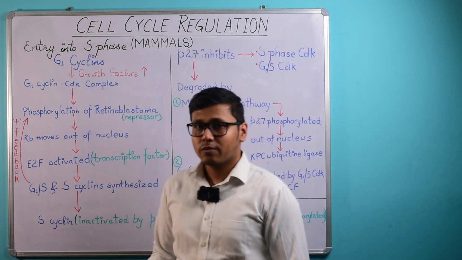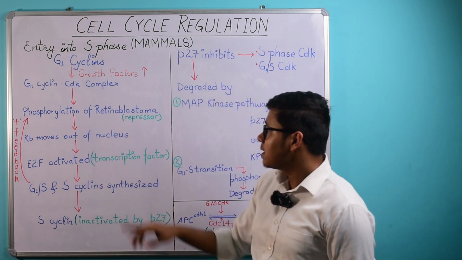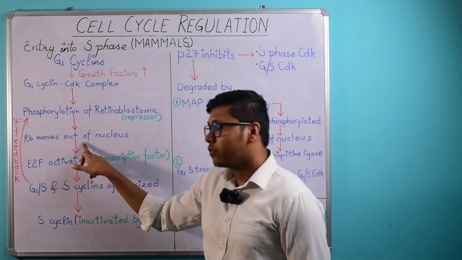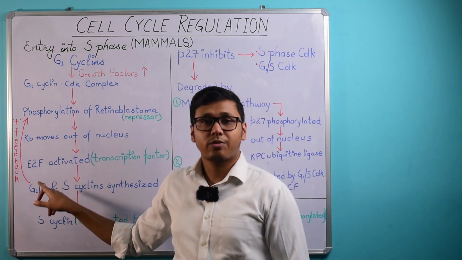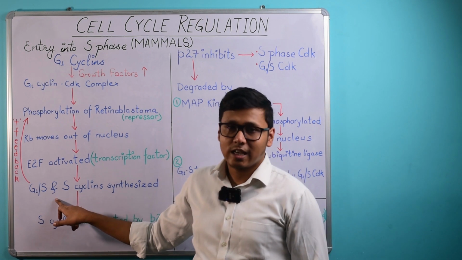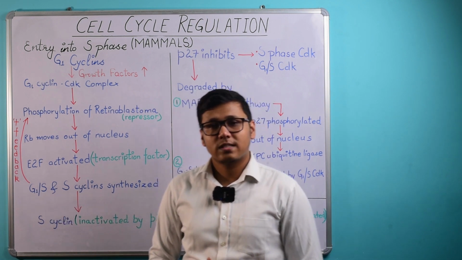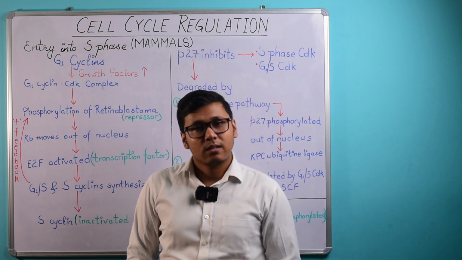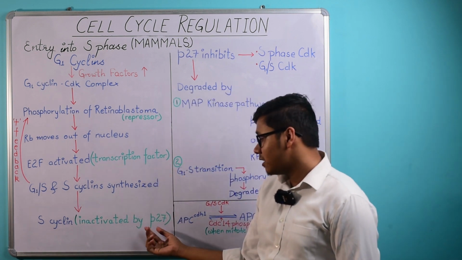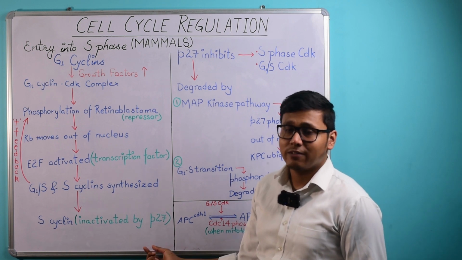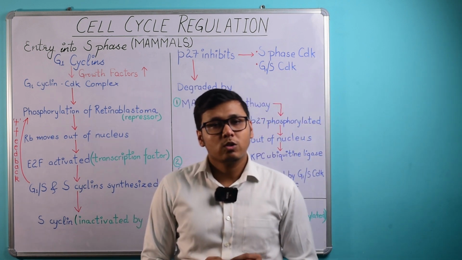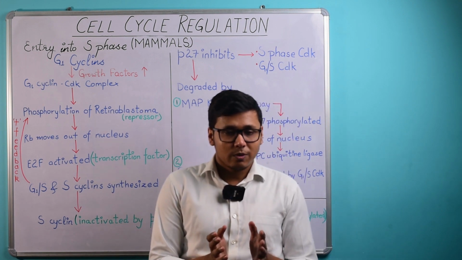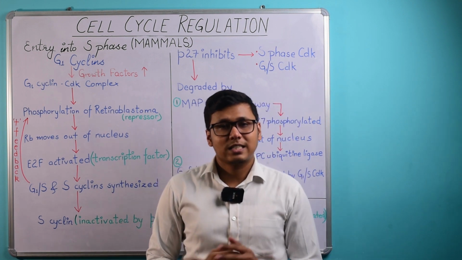So let's see what happens in this case. Once the phosphorylation of retinoblastoma takes place, it moves out of the nucleus, and now the E2F is free to synthesize the G1/S and S phase cyclins, and as the S phase cyclin is synthesized, the cell is ready to move to the S phase. But the problem is still here, that it is inhibited by the CKI, which is P27 in case of mammals. So how is the P27 degraded, and what's the difference between the yeast and the mammalian cell? Let's have a look.